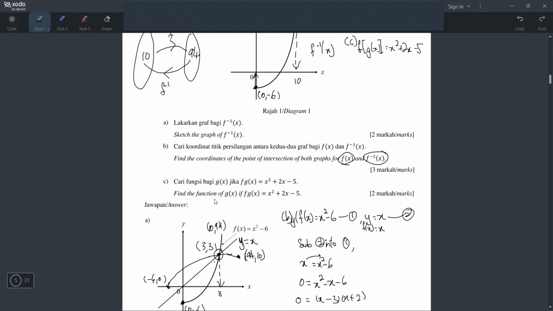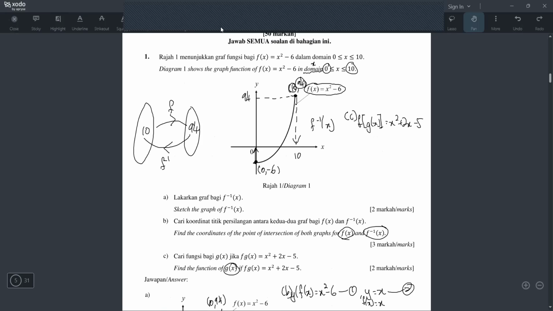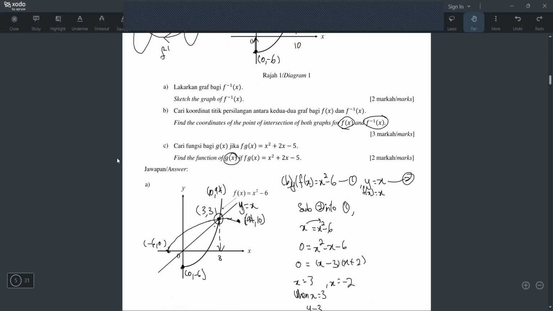All right, they want me to find g(x), but they give me f(g(x)). So actually, I also have f(x). Do you remember the f(x) they gave in the question? The f(x) equals x² - 6. So let's write that down. f(x) = x² - 6. So we actually have f(x) and f(g(x)).